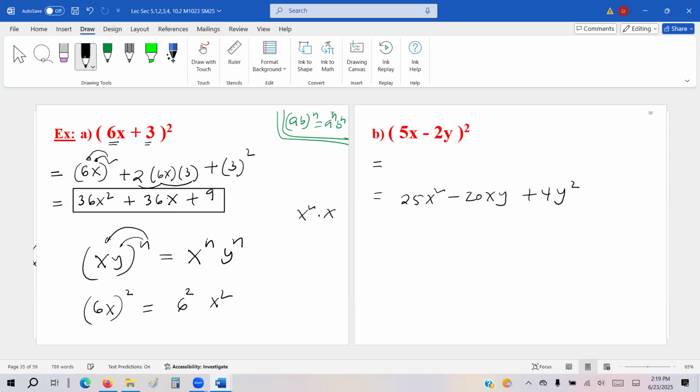As for y squared, and he is perfect. So you can write it in one line. Angel. So I have negative 20xy. So we have 5x squared minus 2 times 5x times y plus 2y to the second power.